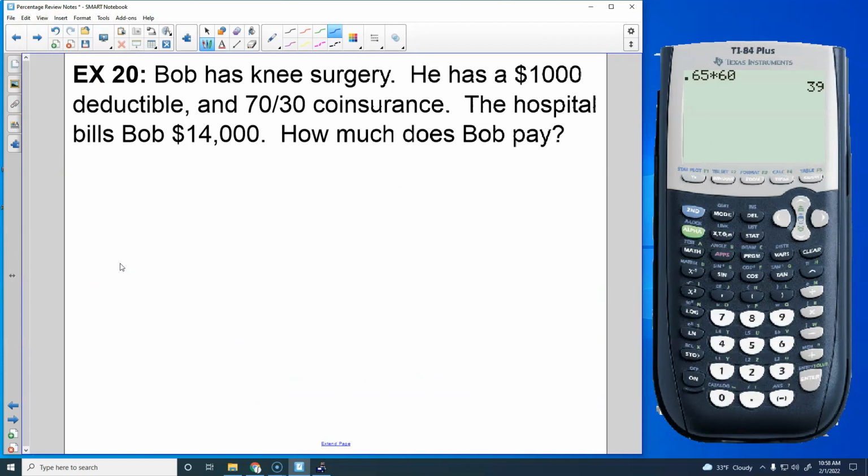All right, here's some insurance stuff. This is some real life stuff that you need to know, okay? Bob has knee surgery. He has a $1,000 deductible and 70/30 co-insurance. The hospital bills Bob $14,000. How much does Bob pay?